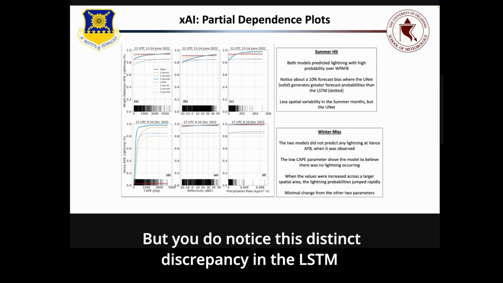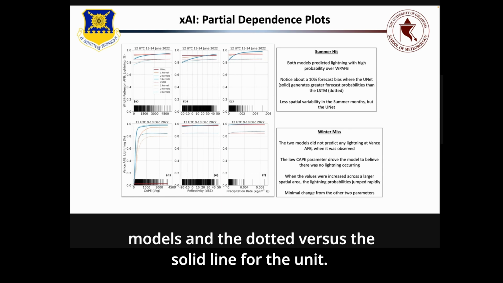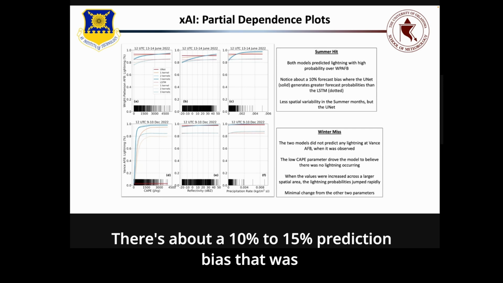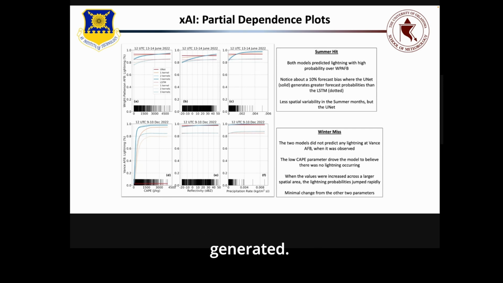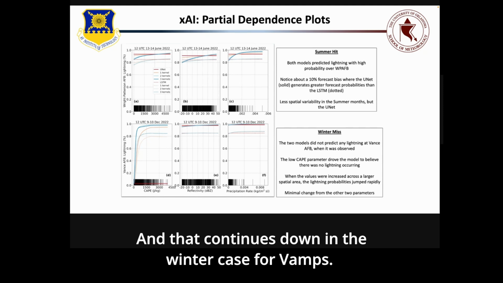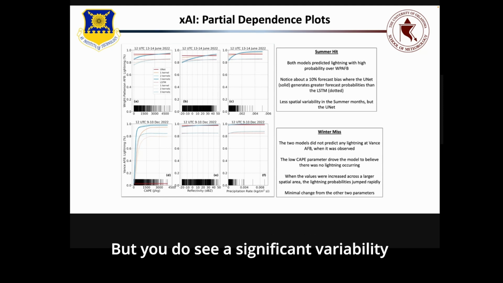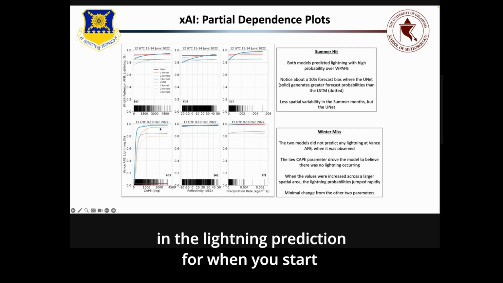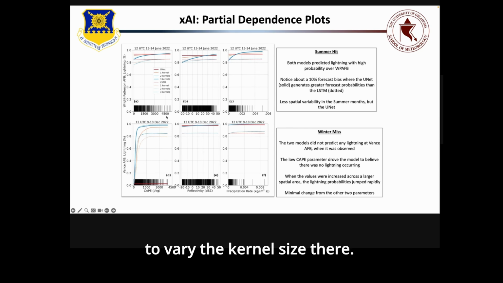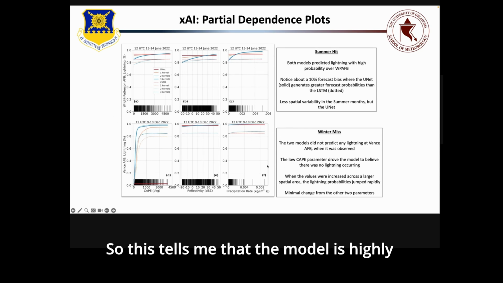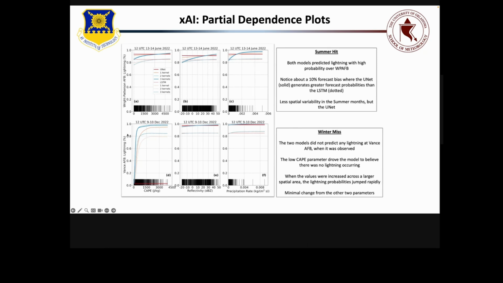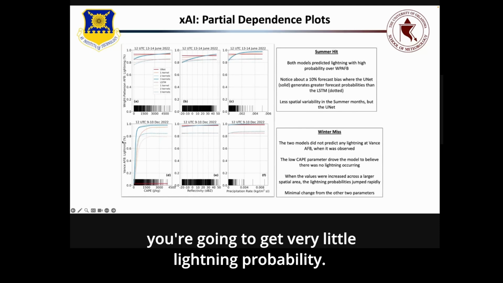But you do notice this distinct discrepancy in the LSTM models, the dotted versus the solid line for the unit. There's about a 10 to 15% prediction bias that was generated, and that continues down in the winter case for Vance. But you do see a significant variability in the lightning prediction for the CAPE when you start to vary the kernel size there. So this tells me that the model is highly dependent upon the CAPE inputs, and if there's low CAPE, you're going to get very little lightning probability.